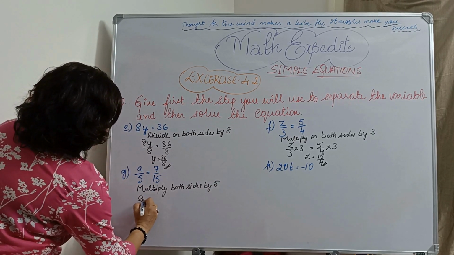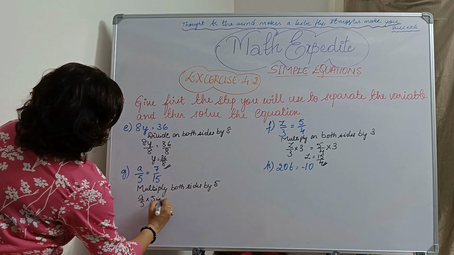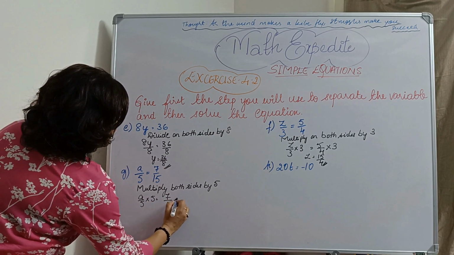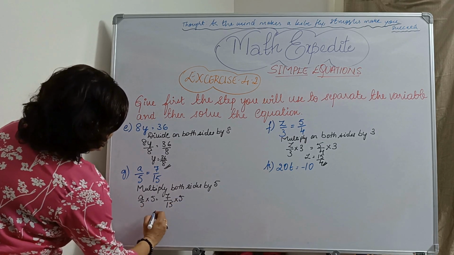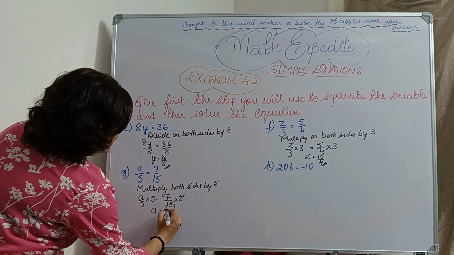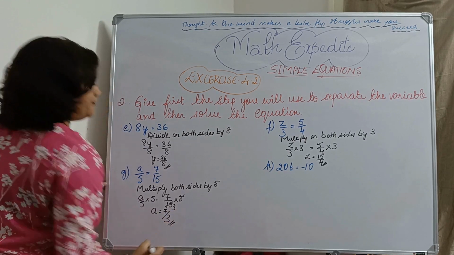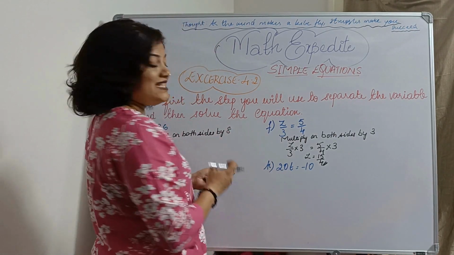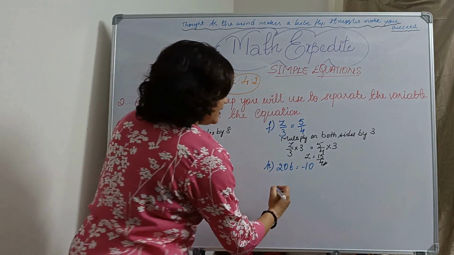So a by 5 into 5 equals 7 by 15 into 5. So 5 gets cancelled. We get 8 here, 5 ones, 5 threes. So we get 7 by 3. The last one, 20t is equal to minus 10.